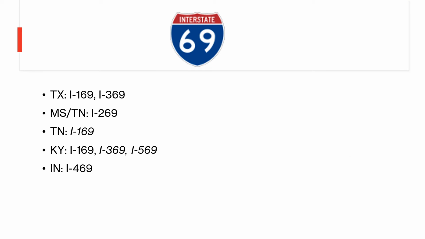I-69, that's an uncompleted route, but it's planned to be completed. We don't know when, but for right now, we can talk about its children interstate routes. It's 3 digits. Texas, you have 169 and 369. Mississippi and Tennessee, you have 269. Tennessee, you have 169. Kentucky, you have 169, 369, 569, and Indiana, you have 469. Now, Tennessee, 169 is being planned. Kentucky, 369 and 569 are being planned.